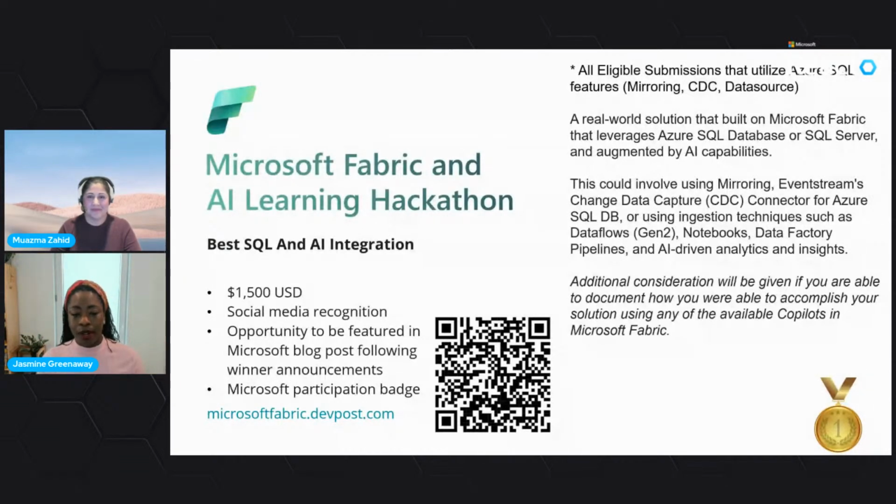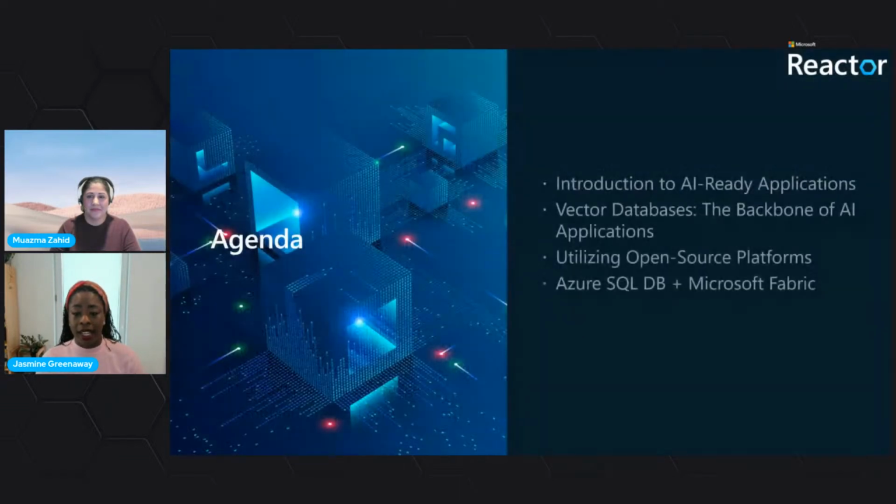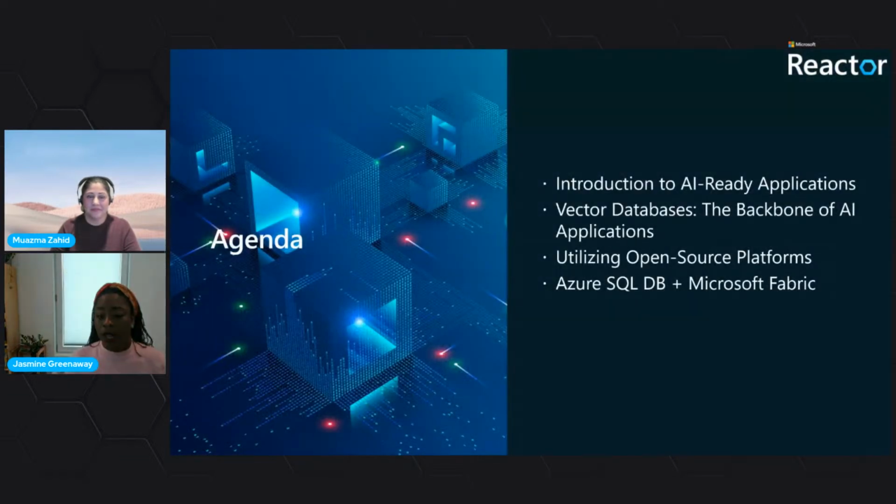So let's talk a little bit more about what we'll be covering today in our session. First, we'll talk about what AI-ready applications really mean, and essentially, how Azure SQL Database can power your AI-ready application. So we'll talk a little bit about vector databases. If you are new to vector databases, you are in the perfect spot. We'll also talk about some open source platforms that you can utilize with Azure SQL Database as well. And then we're going to wrap up with Azure SQL Database and Microsoft Fabric together and the different possibilities there.